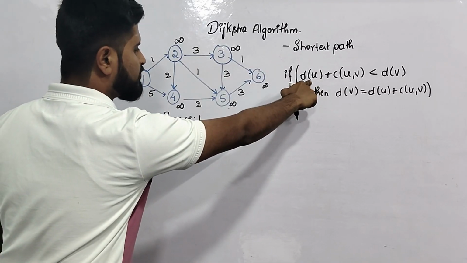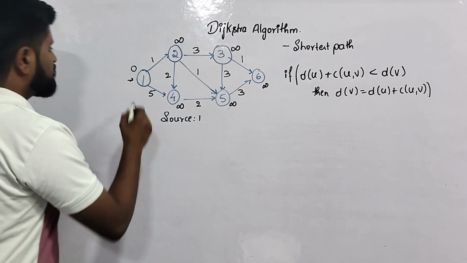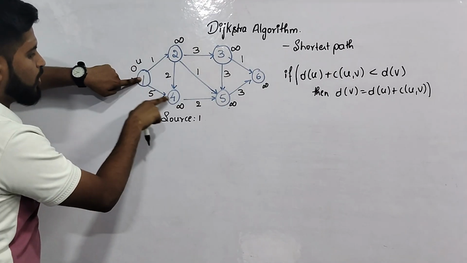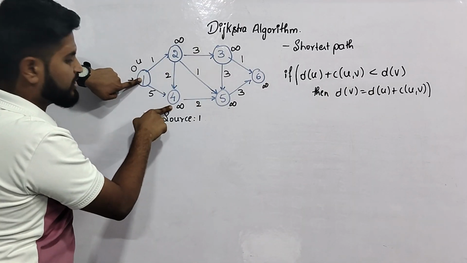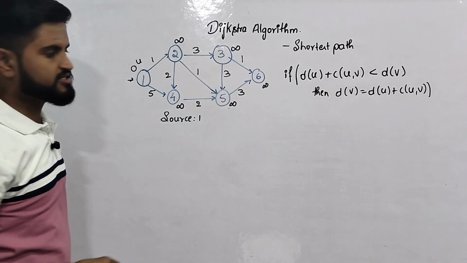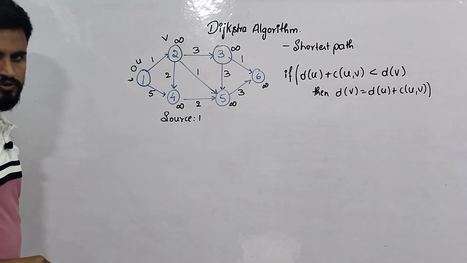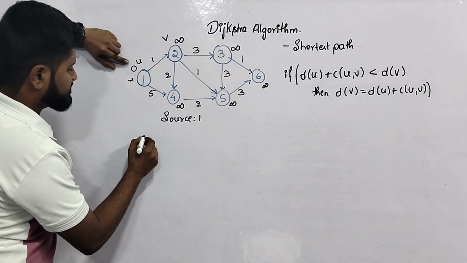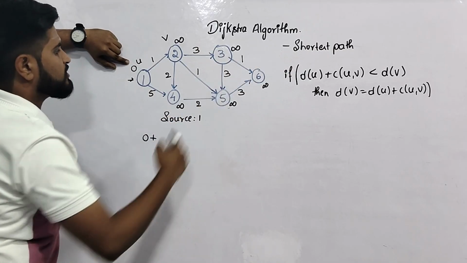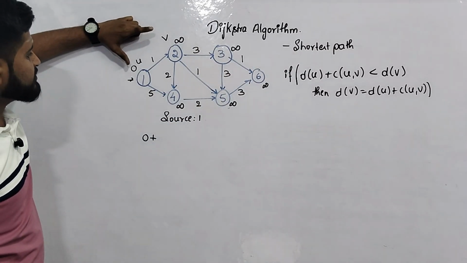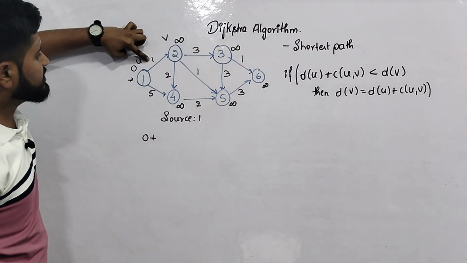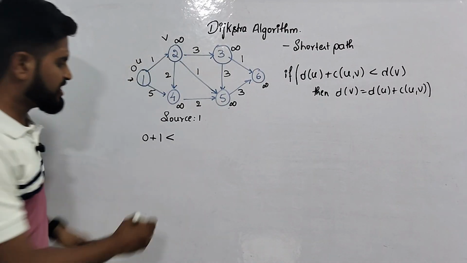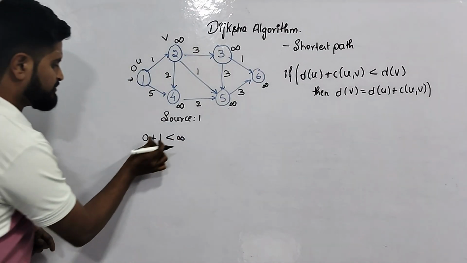Now I told you d of u plus cost of u comma v. If I take the first node as u, from 1 there are two outgoing edges, one to the second node and one to the fourth node. For example, I will take the second node as v. Now we know u and v. So d of u means what is the cost? Initial cost 0, plus cost of u comma v. What is the cost for moving from the first node to the second node? It is 1, which must be less than d of v. What is the initial d of v? Infinity. So 0 plus 1 will be 1.